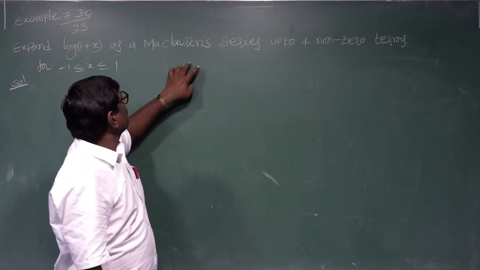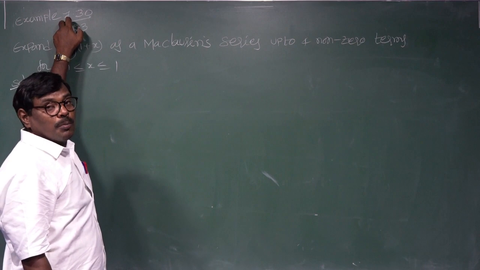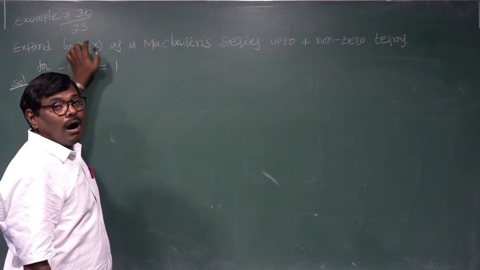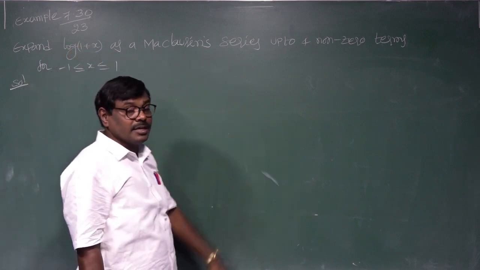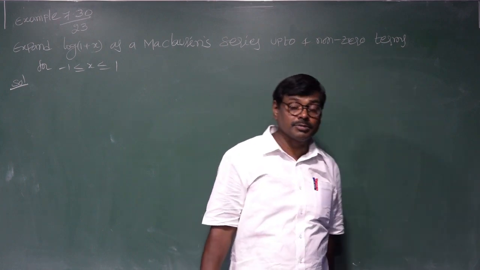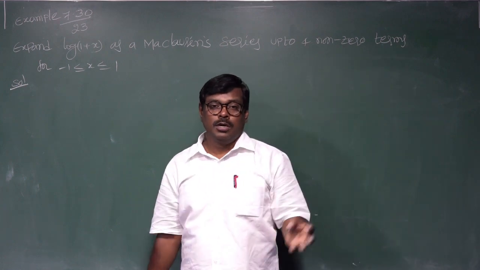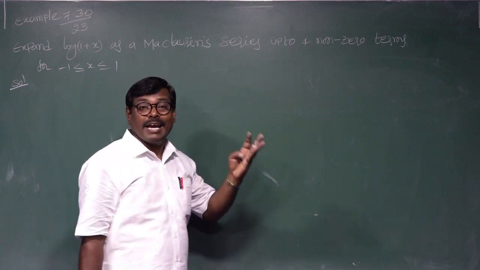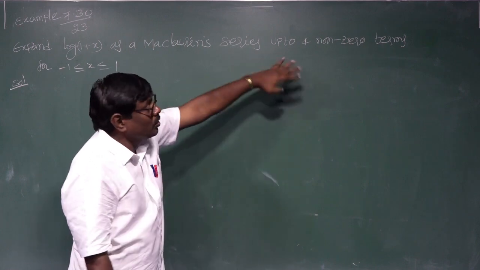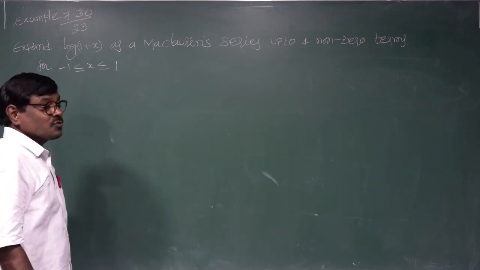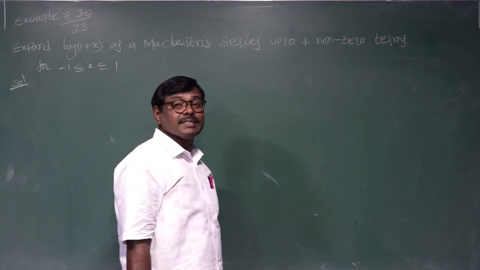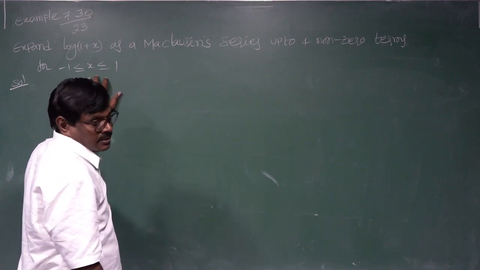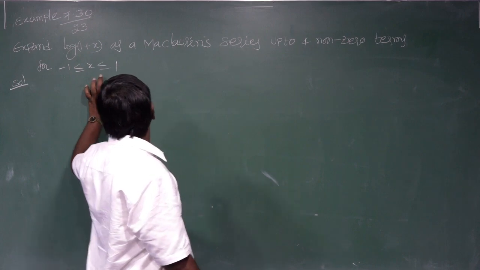This is a Maclaurin's theorem problem, Example 7.30, page number 23. Expand log of 1 plus x as a Maclaurin series up to 4 non-zero terms. We need the four derivatives: f of x, f dash x, f double dash, f triple dash, and the fourth derivative, for minus 1 less than or equal to x less than or equal to 1. That is, x belongs to the interval minus 1 to 1.